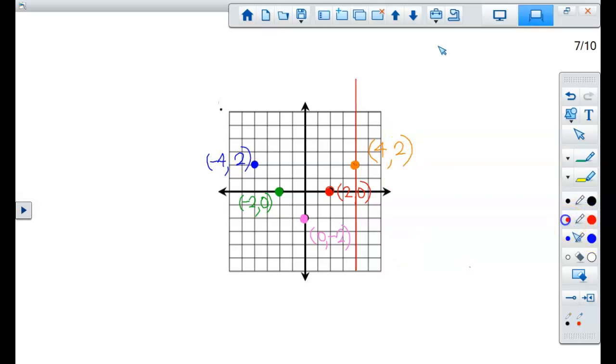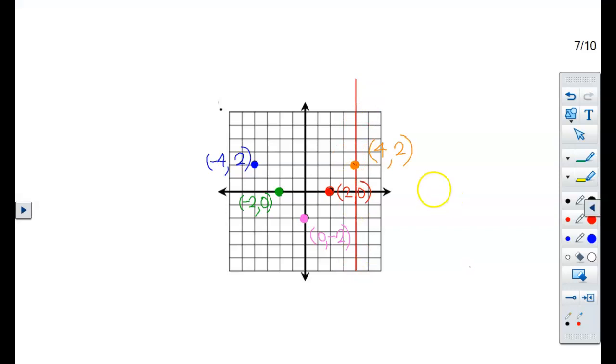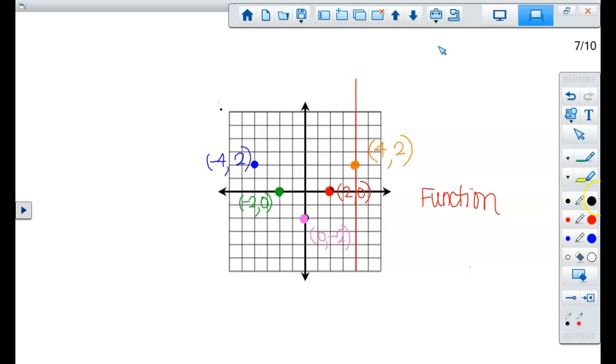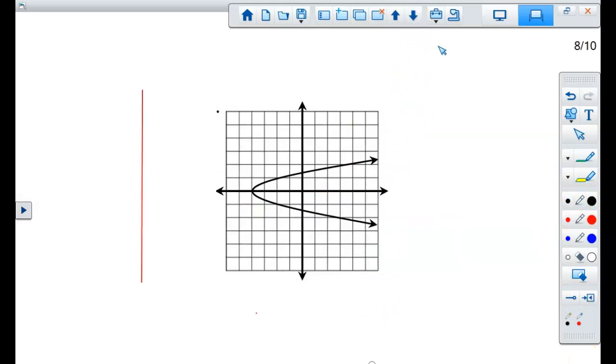So this graph passes the vertical line test because each time I placed the vertical line on that graph, and I paid attention to the point where the graph and that vertical line met, there was only one. So this graph would be the graph of a function. So what you're looking for is when you place the vertical line on the graph, at how many different points does it contact the graph? Does it touch the graph? Does it cross the graph? If it's more than one point, then that means you have that one-to-many situation going on, and it's not a function.